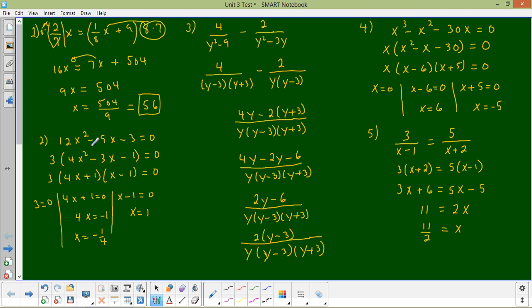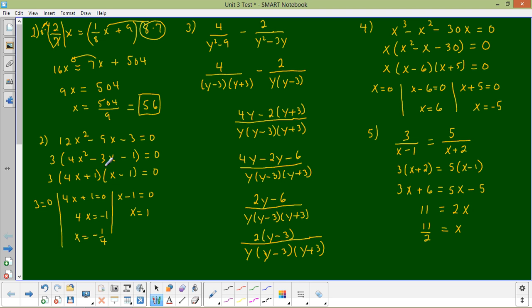Okay. Question 2, quadratic equation, stuff of the high school realm, solving by factoring. And in this case, we have a factor of 3. So we're going to divide out the factor of 3 from all terms. And that's going to leave us with 3 times 4x squared minus 3x minus 1 equals 0. From there, we perform a factorization.